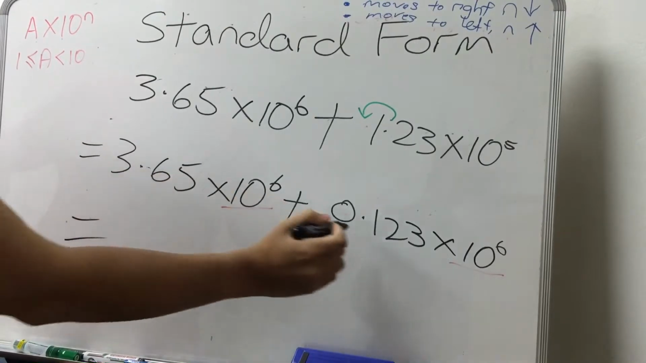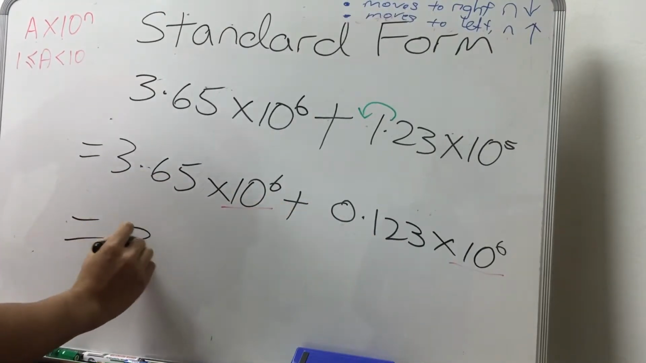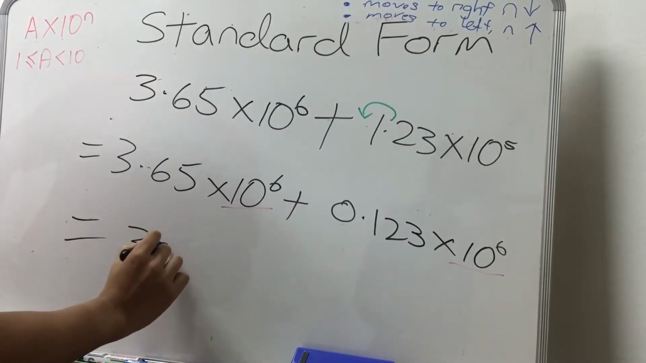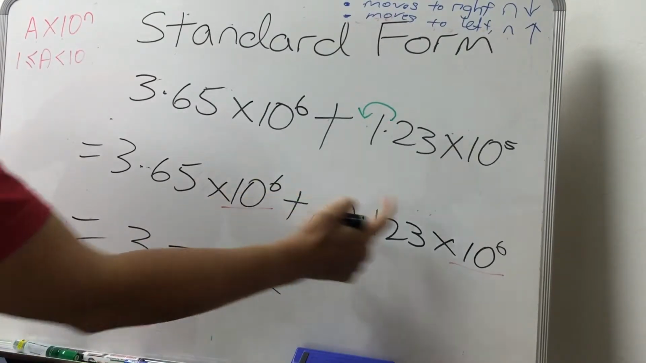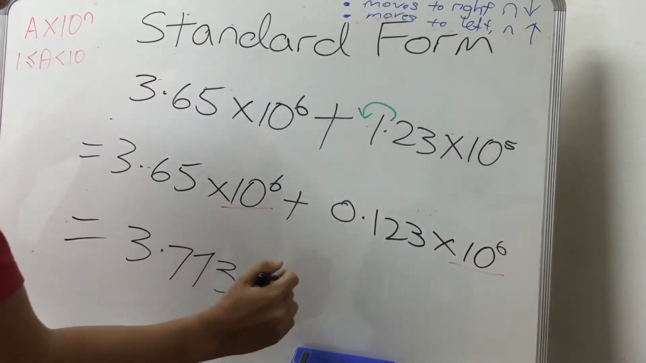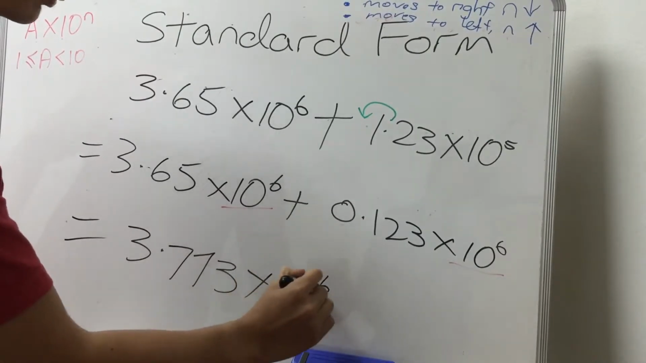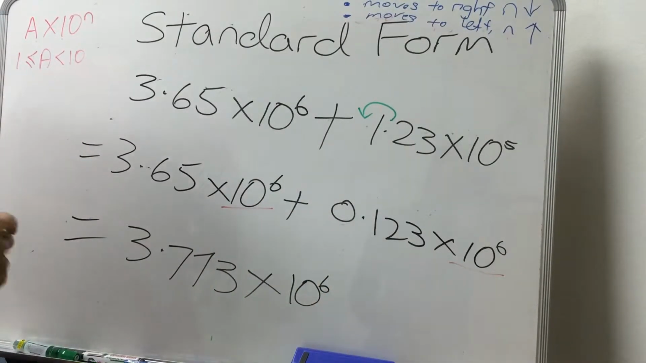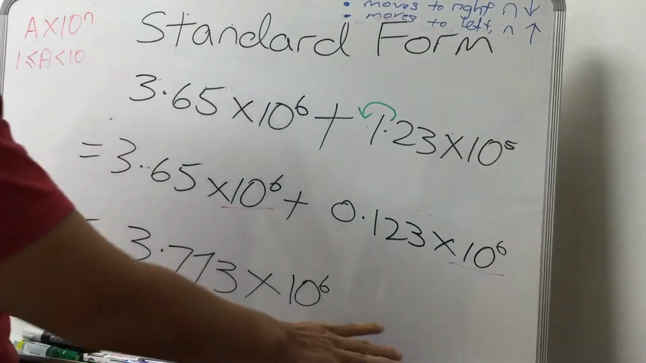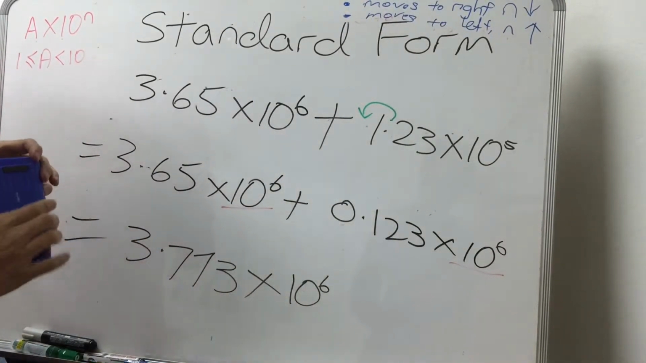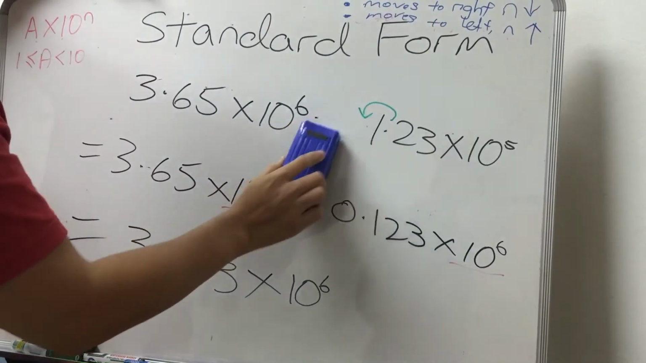So 3.65 plus 0.123, you will have 3.773. Okay, so when you add them together, the power will still be 10 to the power 6. Therefore, you have 3.773 times 10 to the power 6.